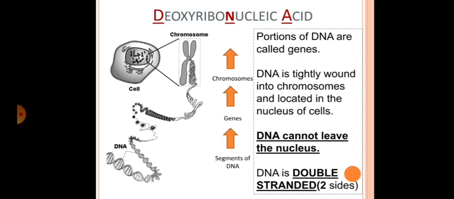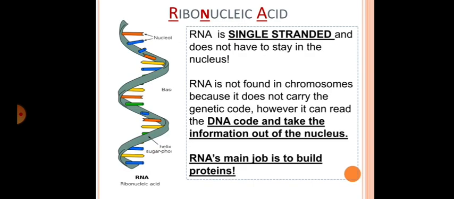Segments of DNA are bound into genes, genes are bound into chromosomes, and chromosomes stay in the nucleus. Now, in contrast, we have the ribonucleic acid. R stands for ribo, N stands for nucleic, and A stands for acid.